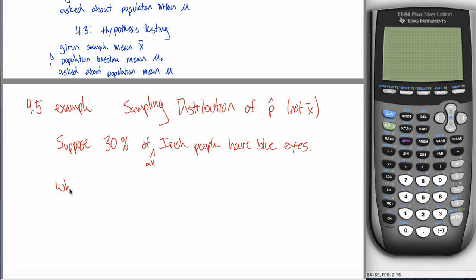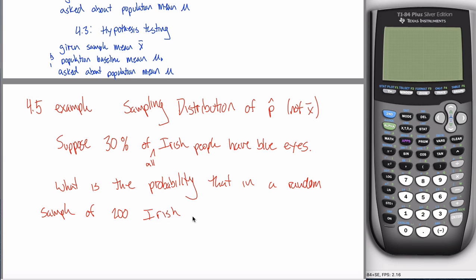Then I might ask you, what is the probability? And you might remember that as a phrase that kind of signifies that we're going to be dealing with the NormalCDF function. If you do, that's great, because we are. What is the probability that, in a random sample of, let's say, 200 Irish people, more than, 35%, sure, why not, have blue eyes?